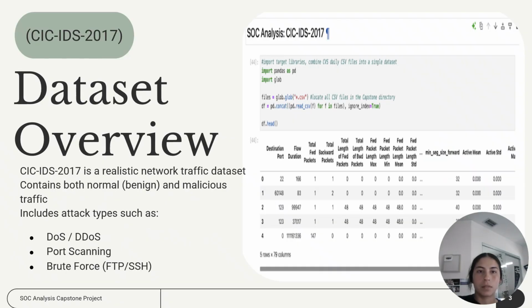Onto the dataset. We used CIC-IDS 2017, which contains both normal and malicious network traffic. It includes attacks like DOS, DDoS, port scanning, and brute force attempts. Before analyzing the data, we had a few hypotheses. First, we expected that most traffic would be normal, since real networks are mostly benign. Second, we expected DOS attacks to stand out because of their high traffic volume. Third, we expected brute force attacks to show repeated login attempts. These expectations helped us guide our investigation.